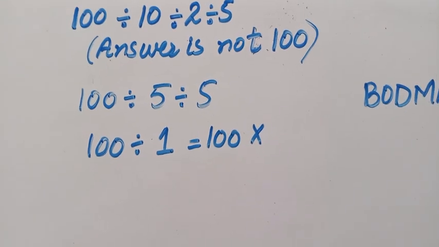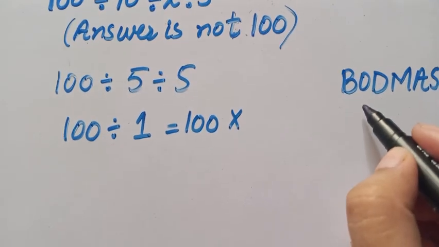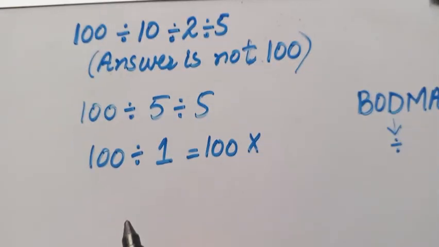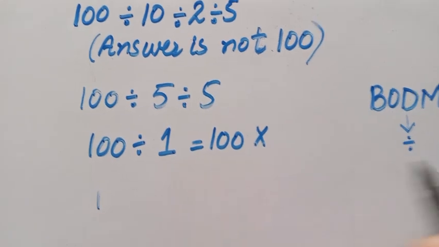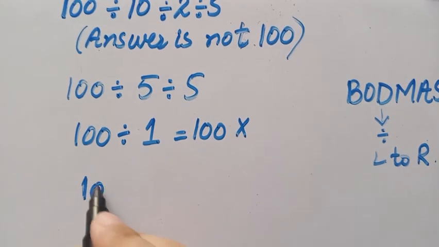Here we apply BODMAS rule: bracket, order, division, multiplication, addition and subtraction. First we apply division rule. Here all division signs, so we go from left to right.